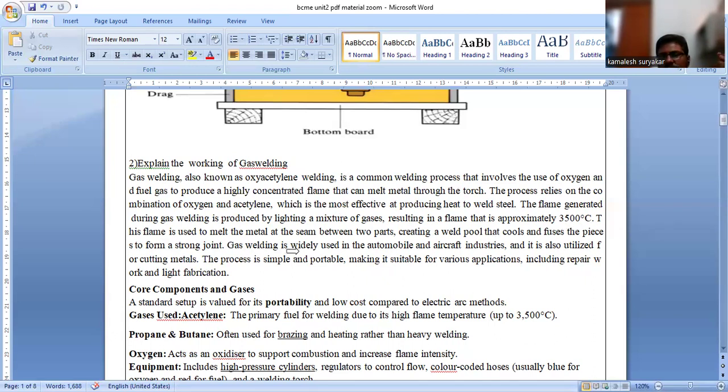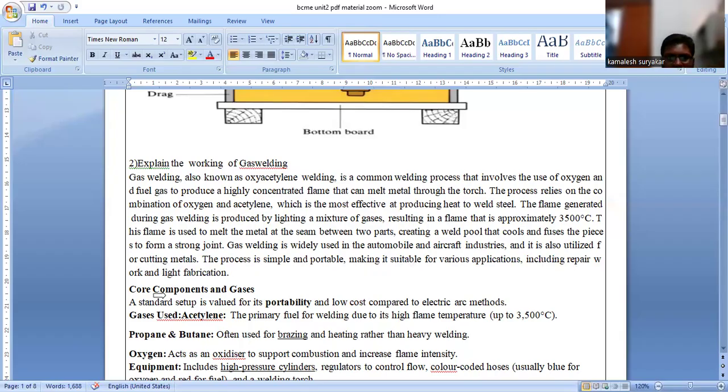This flame is used to melt the metal at the seam between the two parts. So the two parts are melted, and we are going to fill material in the two parts. It is generally used in the aircraft industries. It is also utilized in cutting steels and processes also.